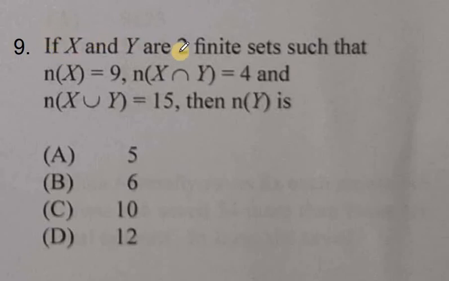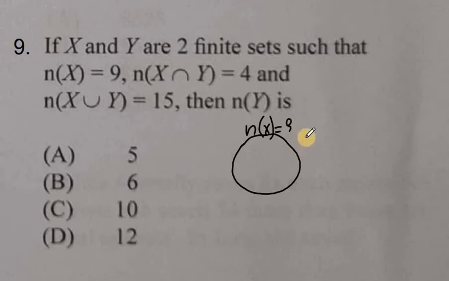If X and Y are two finite sets, meaning that the members can be counted, such that the number of elements in set X is 9, the number of elements in the intersection of both set X and Y equals 4, the number of elements in the union of both X and Y equals 15, then what is the number of elements in set Y? So let's just put down that information. Number of elements that we have in set X, we're told, is 9.